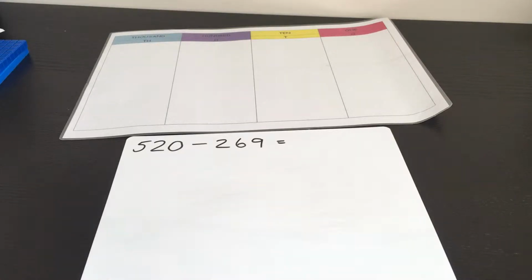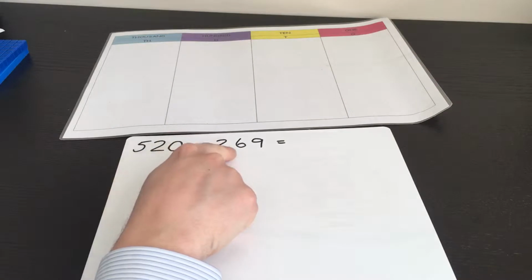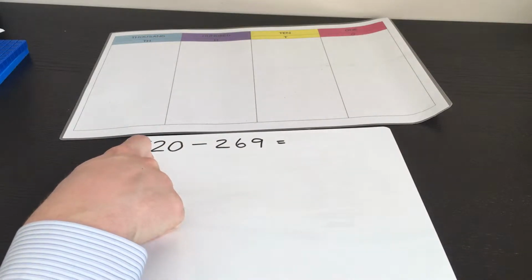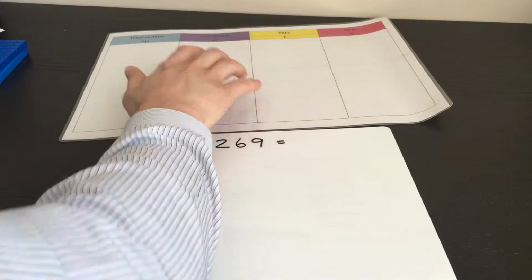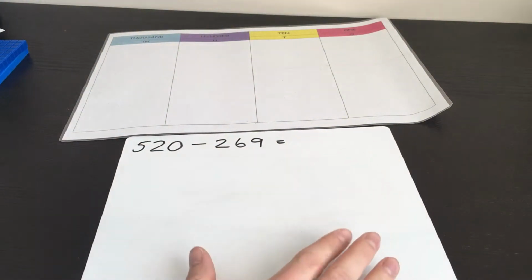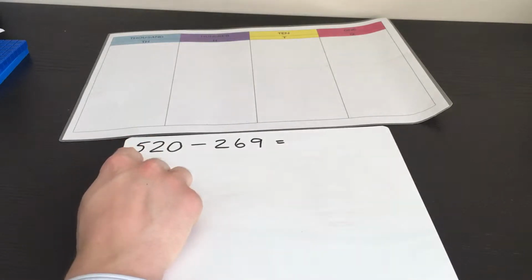In year 3, I might be expected to subtract a 3-digit number from another 3-digit number. So I'm going to show today how to use concrete apparatus, how to use a pictorial representation, and also how to do it using a formal written method. So job number 1 is going to be to build my first 3-digit number.